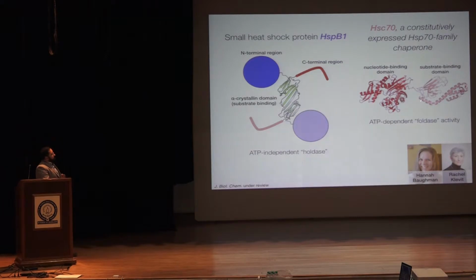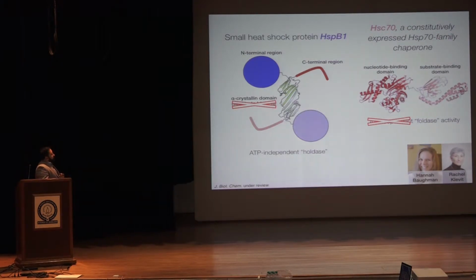And with HSC70, again, the conventional thinking is that you've got a nucleotide binding domain and a substrate binding domain, and the refolding of a client is dependent on ATP hydrolysis. In the course of this project, we found that both of these proteins are behaving a little unconventionally. HSC70 is able to inhibit tau aggregation in the absence of ATP. This has been seen with HSP70 family chaperones for alpha-synuclein, and lots of plant HSP70s do this as well with different clients.